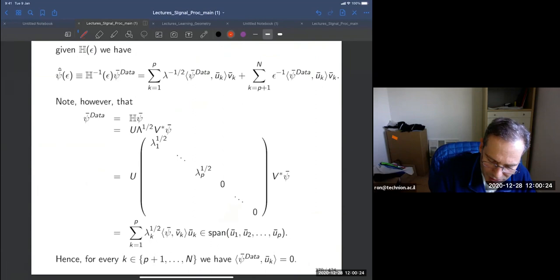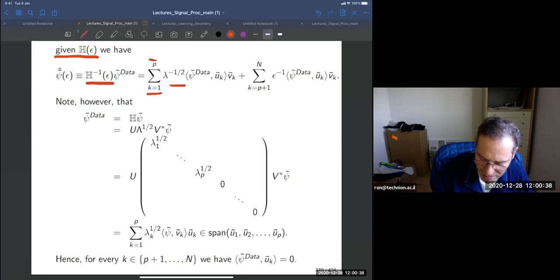What we have right now is that given my regularized version of the filter, the inverse of this regularized version can be written as such. First of all, for K equals one to P, it is exactly as before. But for the rest of them, what we need to do is invert the epsilon. So we just multiply the projection of psi on U by epsilon to the power of minus one, one over epsilon, and this would be the coefficient that multiplies VK.